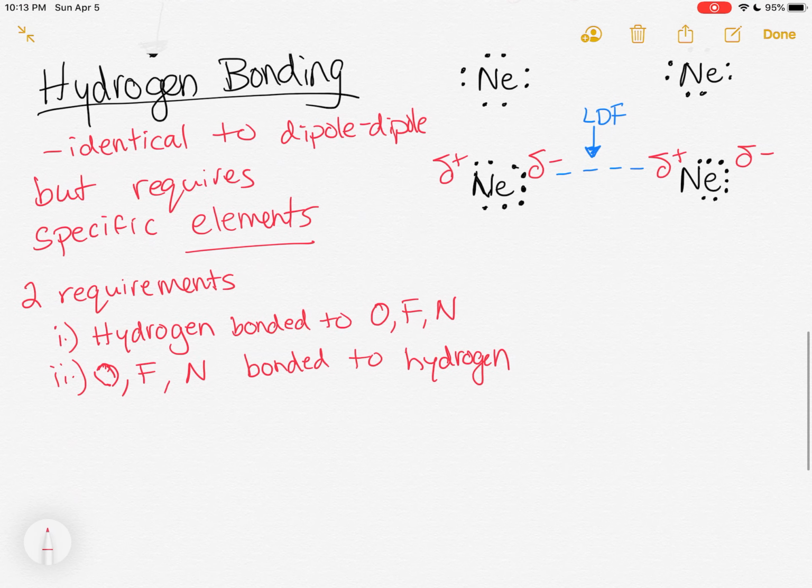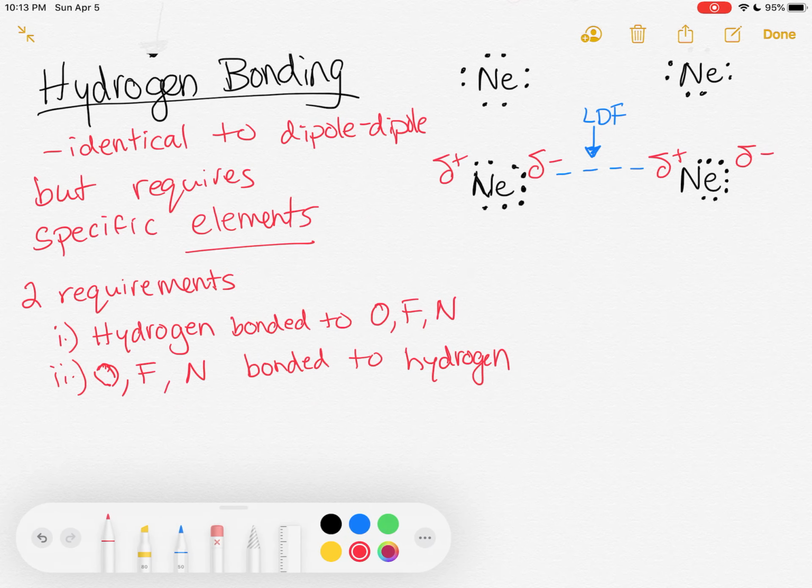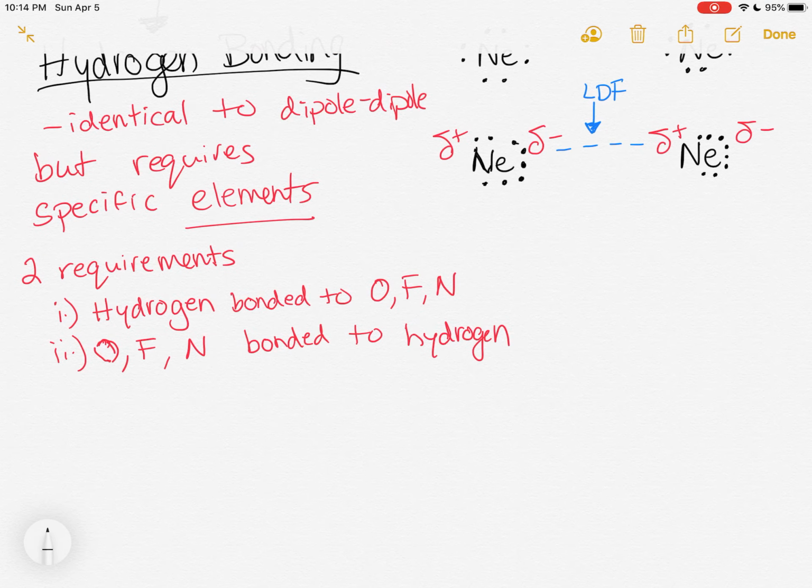Both of those things have to be true for us to have hydrogen bonding. So for hydrogen bonding, we're going to show some examples of molecules. The three big molecules that we use that always have hydrogen bonding are NH3, HF, and H2O. Other molecules can have hydrogen bonding as well, but these three are usually the ones we use as examples for hydrogen bonding.